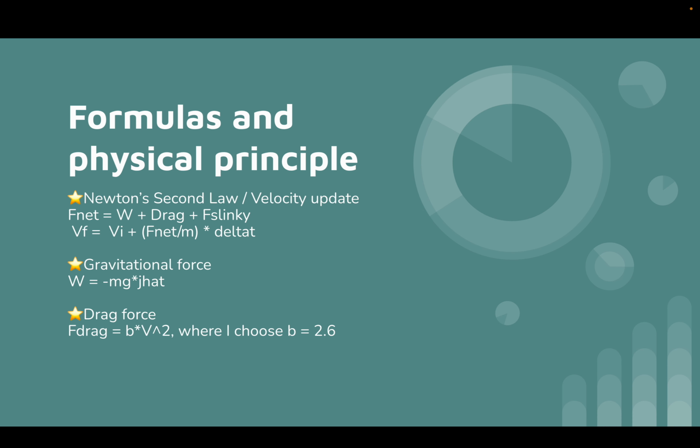And here are the formulas and physical principles I used. The first one is Newton's second law. We are going to use Newton's second law to update our velocity, which is Vf equal to V initial plus F net divided by mass times delta t. Also, we're going to calculate our weight, which is very easy, minus mg times the direction vector, which is in the minus y direction. And for our drag force, I chose our constant as 2.6 by convention.